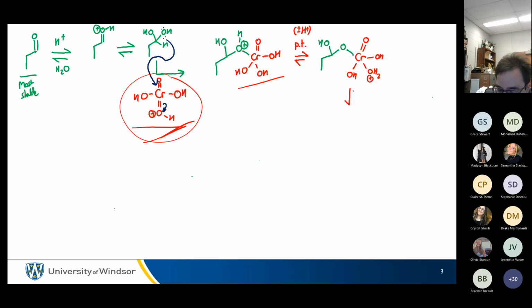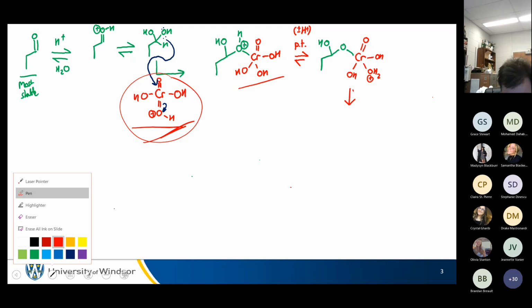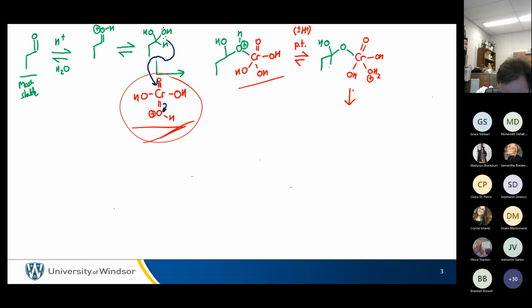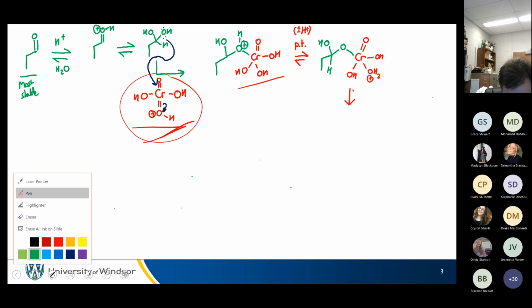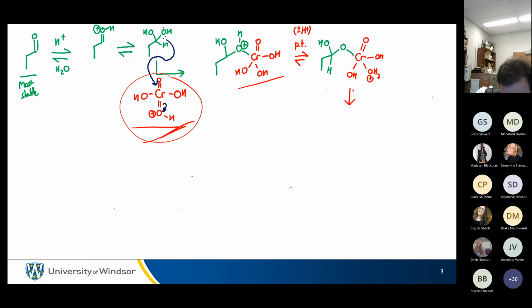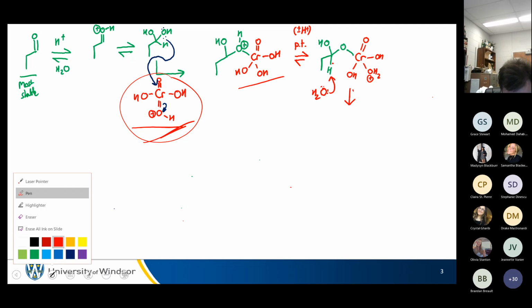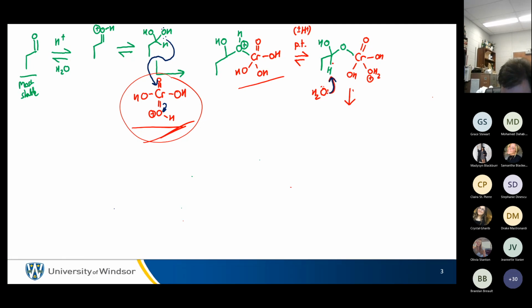Okay, so now what we do is actually what we saw last time again. We still have another hydrogen on here. God knows we have water lying around. I'm just going to do the arrows in a different color. It's exactly what we saw last time. So thank God it's not new.